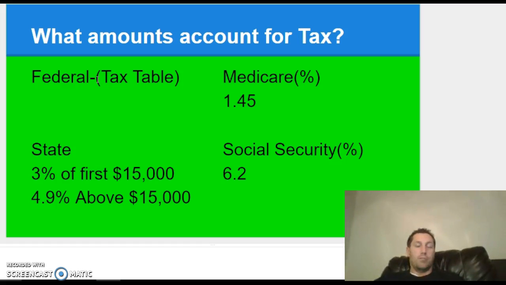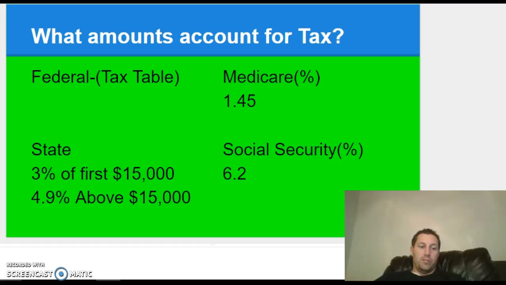If you've had personal finance, you should already know how to do this. So use your ability, if you've had personal finance, to calculate that. Down here in the state, they have different variances: 3% of the first 15,000, 4.9% above 15,000. So depending on how much you're making, that's how much tax you're going to be charged. And then Medicare is always 1.45% of your wages, and Social Security is 6.2%.